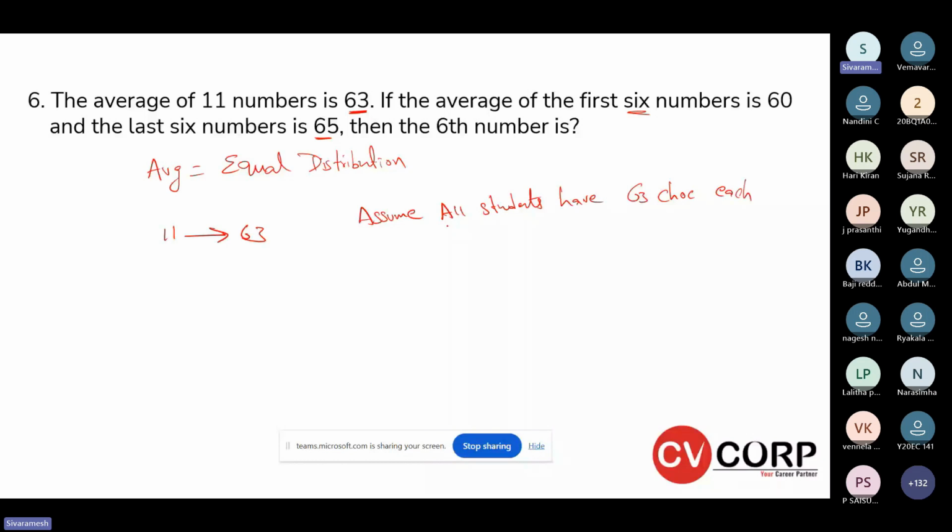Now the average of the first 6 students is 60. They're talking about the first 6 students whose average is only 60.